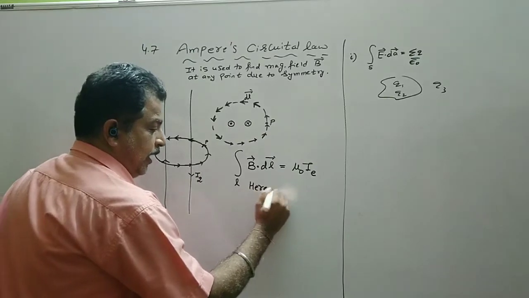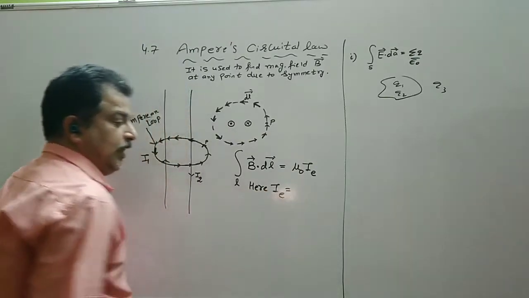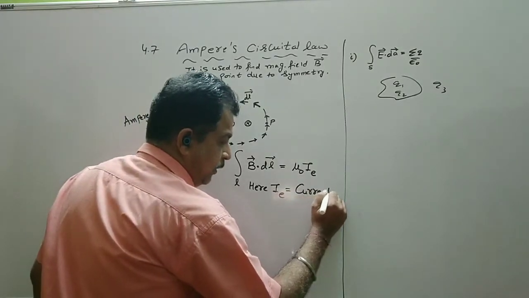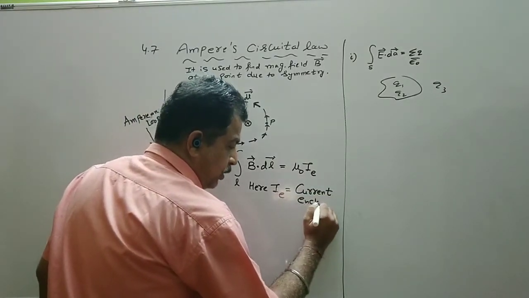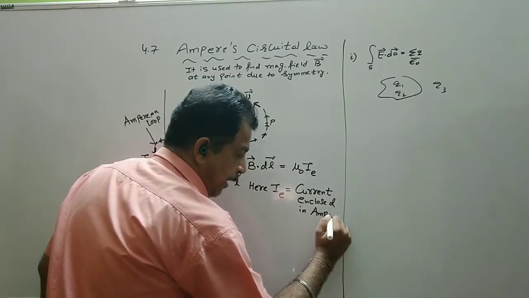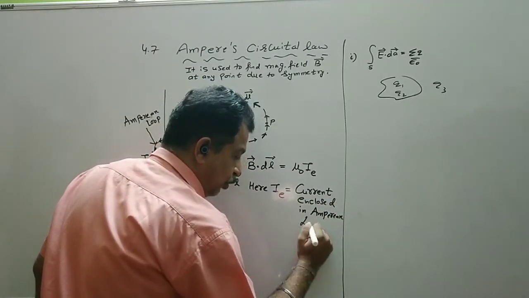Here IE is equal to the current enclosed in the Amperian loop.